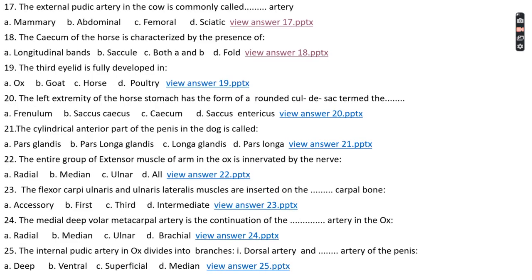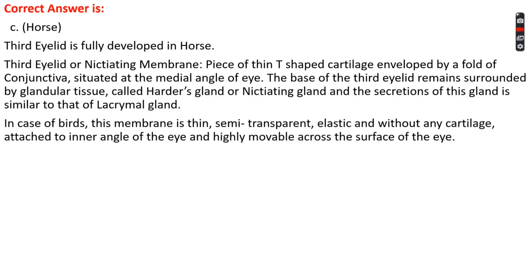Question number 19. The third eyelid is fully developed in option A ox, option B goat, option C horse, option D poultry. The right answer is option C, that is the horse. The third eyelid, which is also known as the nictitating membrane, is fully developed in the horse.